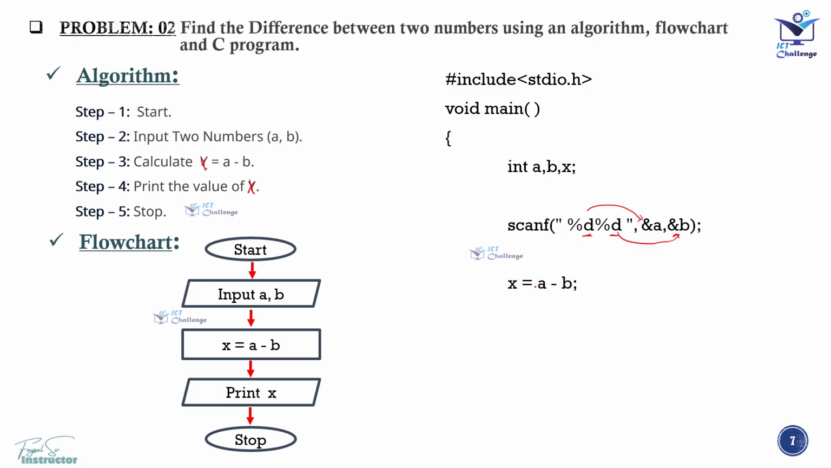Then we have to subtract those values. After that printf, the result should be inside x, so that's why we write %d comma x. Then we have to close the program.